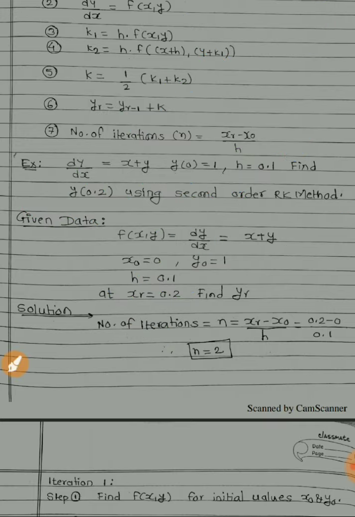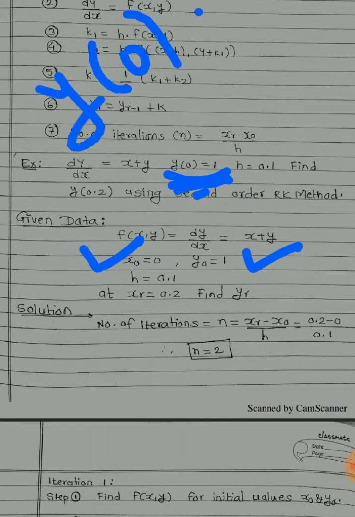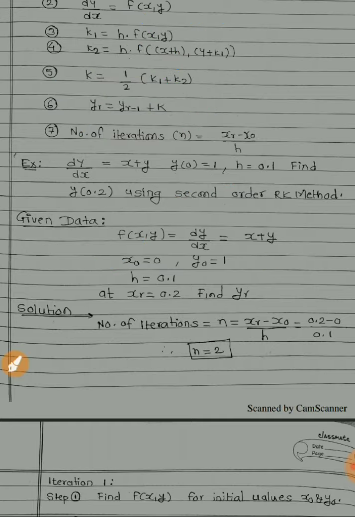Hence I have written here x0 is equal to 0 and y0 is equal to 1. I have understood it from this equation, y of 0 is equal to 1. Hence I have considered this as x0, this as y0. Then the step size h, which is given in the problem, is equal to 0.1.